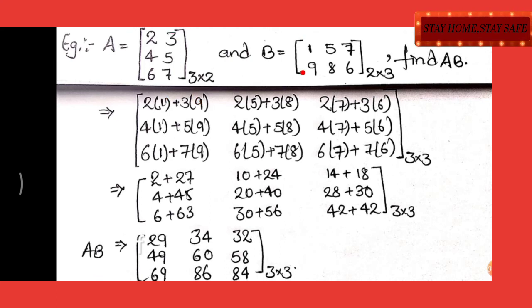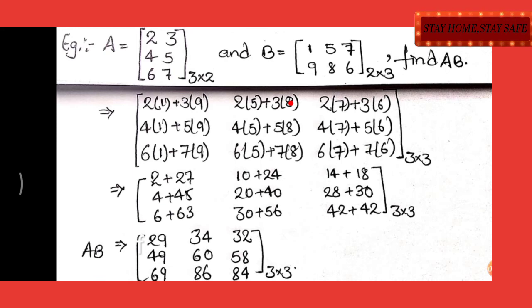Are you getting, friends? Rows of the first matrix to the columns of the second matrix, and then we get this element here, 2 into 1 plus 3 into 9. And the same applies here also, that is 2 into 5 plus 3 into 8, rows of the first matrix to the columns of the second matrix to get this element. First row, second column. Then we get the second row, first element. So 2 into 5 plus 3 into 8, we get this element.